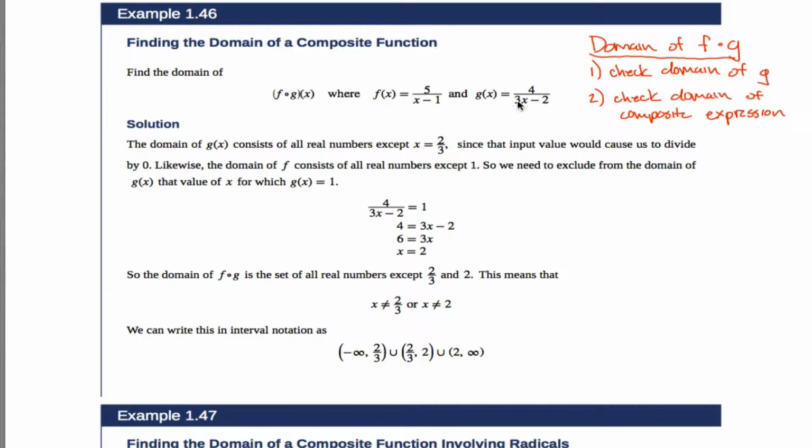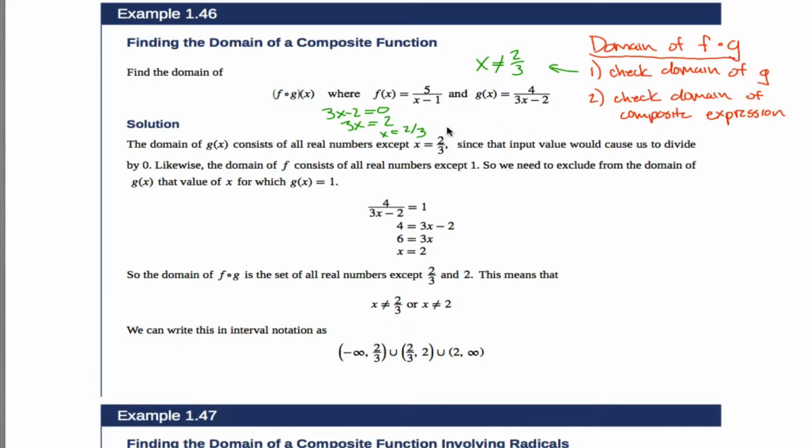And I could divide by 0 if 3x minus 2 equaled 0. And so I can solve to figure out when 3x minus 2 will equal 0. Well, that'll happen when 3x equals 2. In other words, when x equals 2/3. So from number 1 here, I know that x cannot be equal to 2/3. But now I'm not done yet. I still have to check the domain of the composite expression.